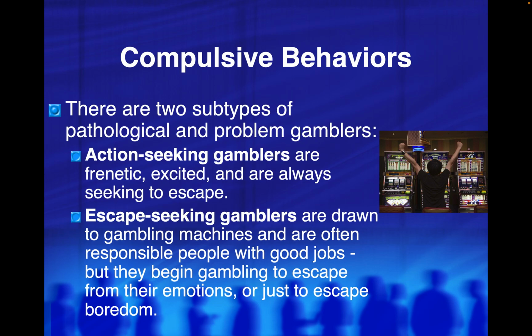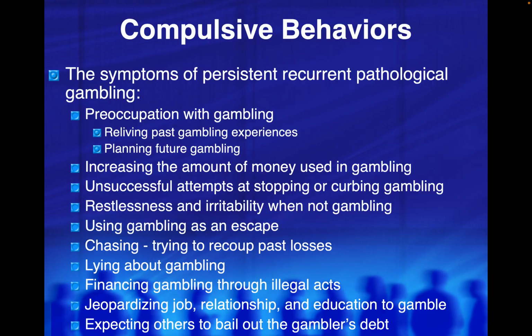There are 2 subtypes of pathological and problem gamblers. Action-seeking gamblers are frenetic, excited, and are always seeking the escape. Escape-seeking gamblers are drawn to gambling machines and are often responsible people with good jobs, but they begin gambling to escape from their emotions or just to escape boredom.